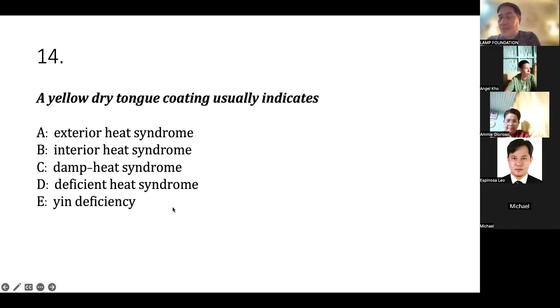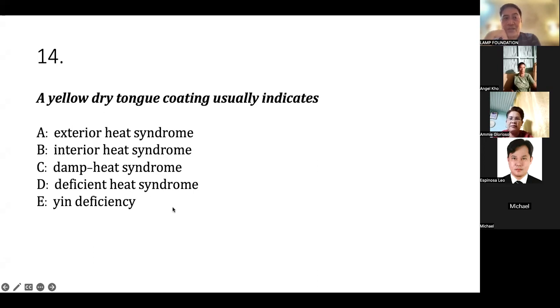Number 14. The others can ask questions. A yellow dry tongue coating usually indicates: A, exterior heat syndrome; B, interior heat syndrome; C, damp heat syndrome; D, deficient heat syndrome; and E, yin deficiency. Answer: yellow dry tongue coating usually indicates interior heat syndrome, letter B.